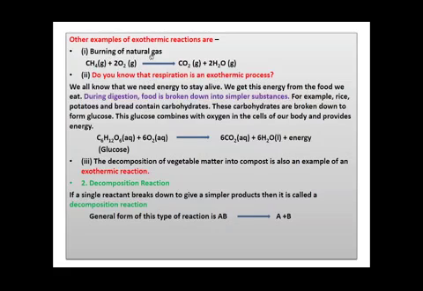Number one is burning of natural gas. The main component of natural gas is methane. Although carbon dioxide, nitrogen, hydrogen sulfide, helium are also present, they are in very small percentage. So this is an example of exothermic reaction, burning of natural gas. Next is respiration. This is also an exothermic process, and this question is asked many times in board examination: explain how respiration is an exothermic process.